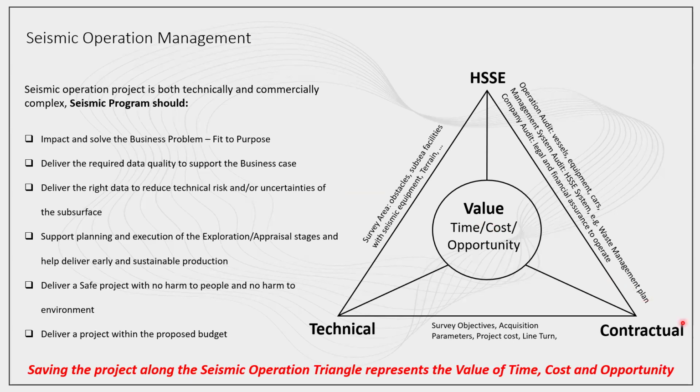Technical, which is the other part of the triangle, this is the key to reduce the uncertainties, and it's actually impacting the business decision based on the output data. When we take a look for the area between the triangle or the common between the technical and the HSSE, we have to look for the survey area, any obstacles in the survey area, subsea facilities, that the equipment could be affected during the survey.